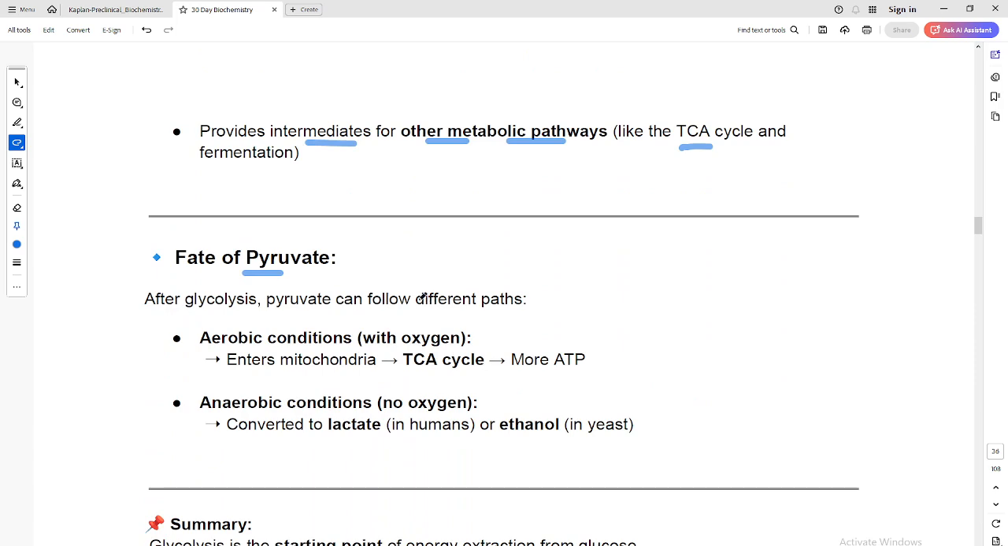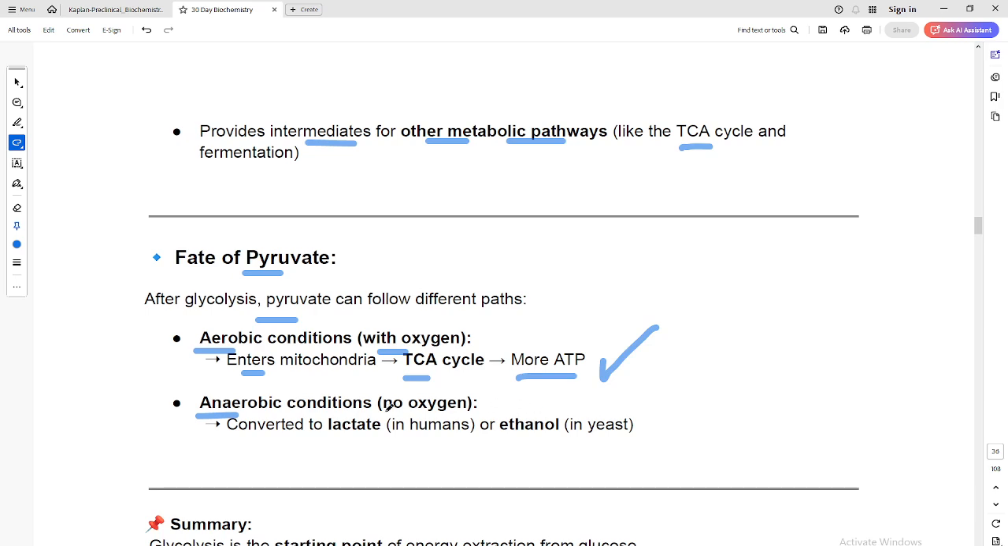Fate of pyruvate. What will happen to this pyruvate? After glycolysis, pyruvate can follow different pathways. It may continue aerobically or anaerobically. Under aerobic conditions, which means we have oxygen, this pyruvate will enter the mitochondria, and be converted through pyruvate dehydrogenase into acetyl coenzyme A that will enter the Krebs cycle and be oxidized to form NADH and FADH2 that will enter the electron transport chain and produce ATP.